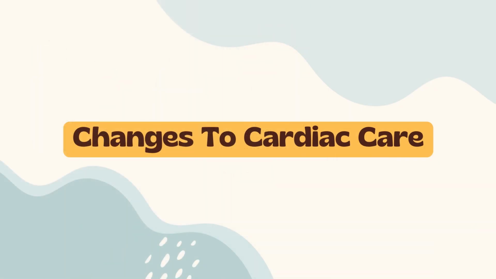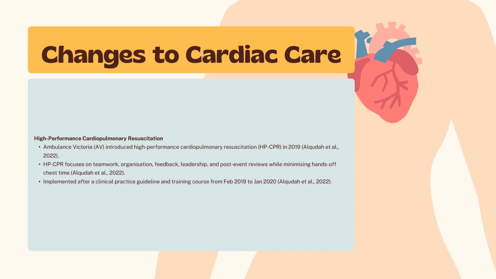As an approach to improve patient outcomes, in 2019, Ambulance Victoria introduced high-performance cardiopulmonary resuscitation into their guidelines. High-performance CPR is a further refined version of CPR that emphasizes teamwork, organization, feedback, leadership, and post-event reviews, whilst minimizing hands-off chest time. This refined method was rolled out in 2019 after introducing a clinical practice guideline and running a training course from February 2019 to January 2020.